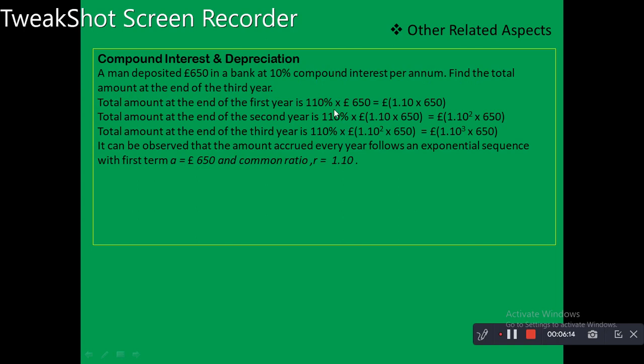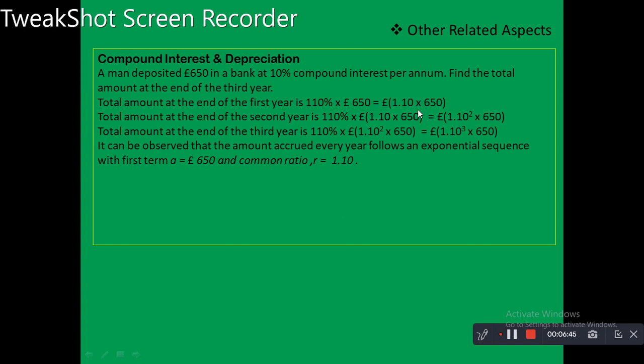Now, at the end of the first year, in order to obtain the total amount, we have to multiply 110% by 650 euros, and we will get 1.10 times 650. That's the total amount after the first year. Now, because it's compound interest, the amount obtained at the end of the first year is used as the principal for the next year.